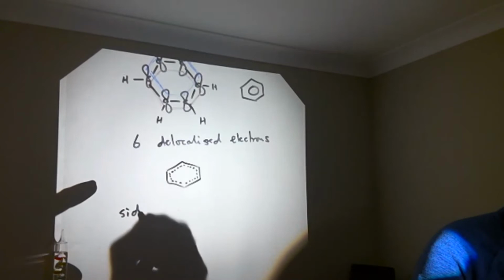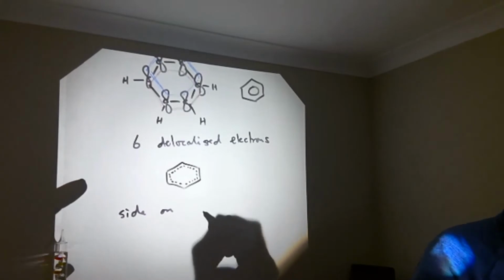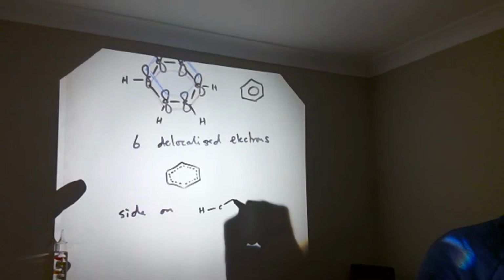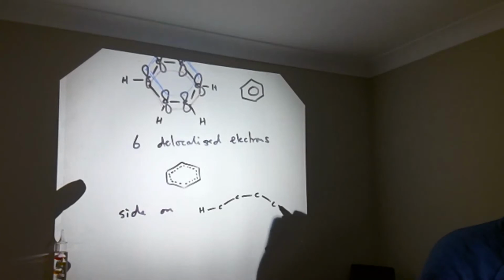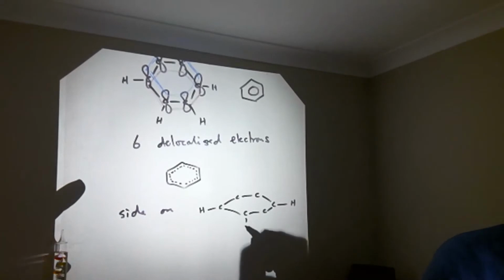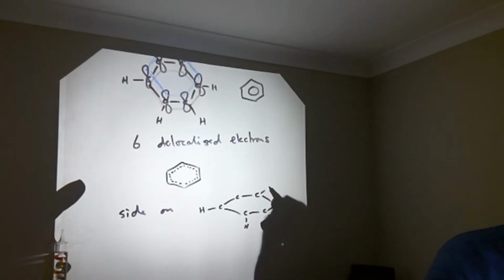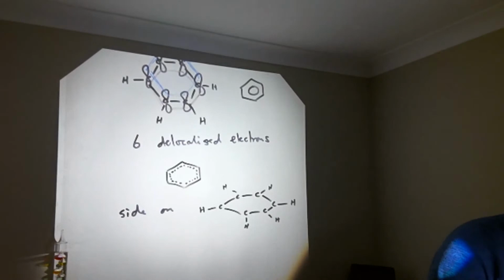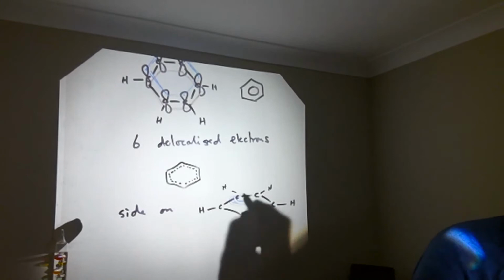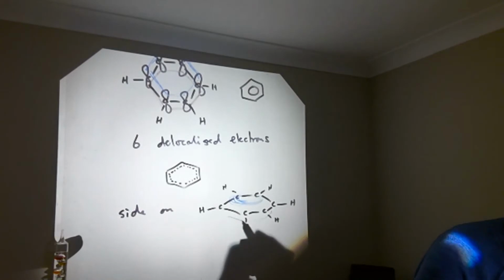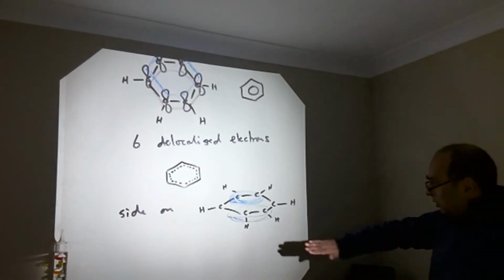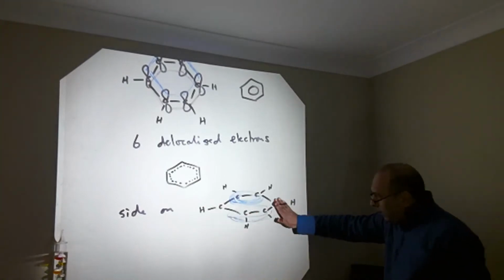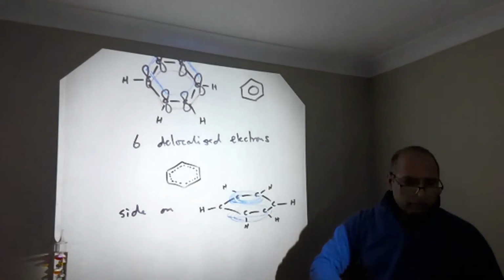Side on, if I draw the hydrogen, carbon, carbon, carbon, carbon, hydrogen, and draw like the hexagon side on, I want you to picture that really we should be talking about electrons whizzing around above and below. Above and below the plane of the board. So that you've got the atoms all in one plane and you've got these electrons above and below.